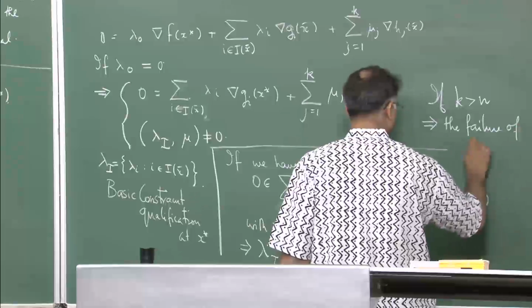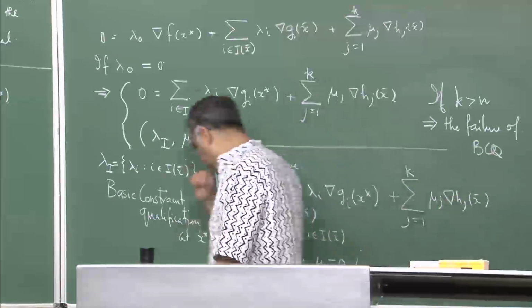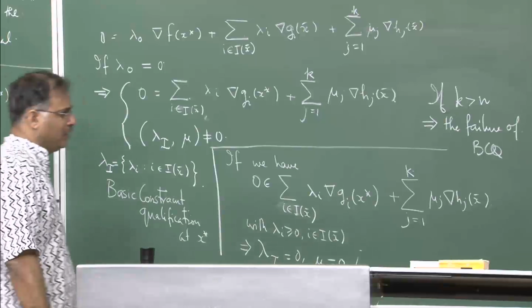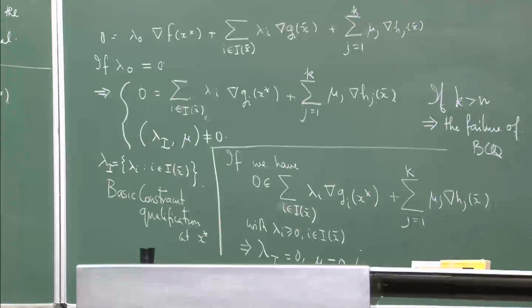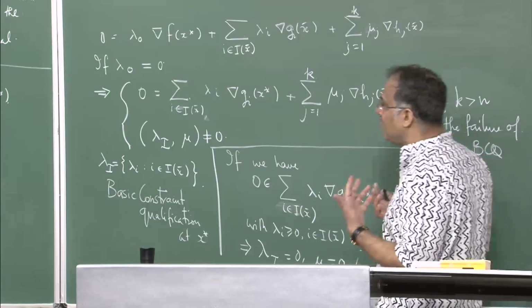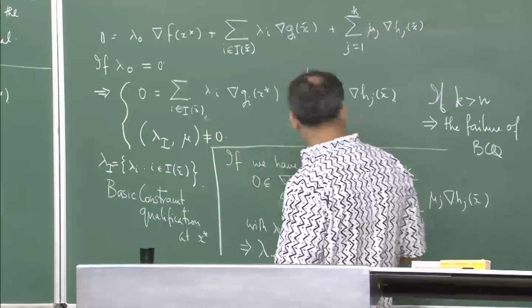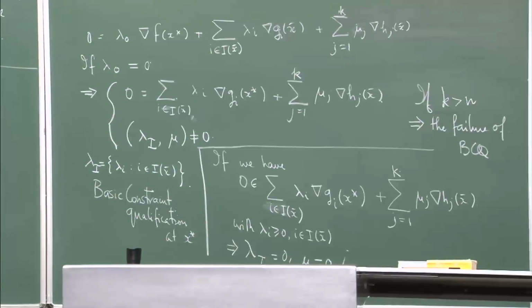So, if your number of equality constraints is very large and they are not linear, then it is a very clear fact that the BCQ would fail. So, in many application problems the BCQ is actually failing. So, we cannot always say that all our multipliers would be normal. So, this is a very mathematical or theoretical practice to have normal multipliers.